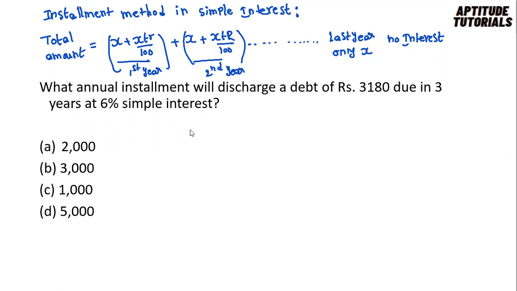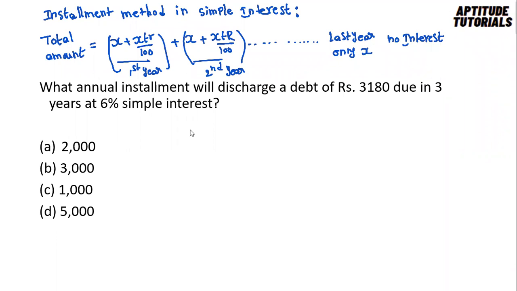Today in this video, we are going to learn the installments method in the simple interest topic. So look at the question here. What annual installment will discharge a debt of rupees 3180 due in 3 years at 6% simple interest? First, try to understand the meaning of the question. Then we can look at the formula, substitution of parameters and all in this question.